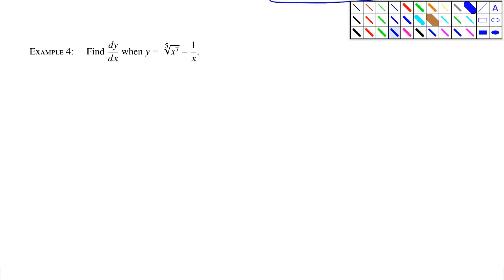Example number 4. Find dy dx when y is equal to the fifth root of x to the seventh minus 1 over x. Dy dx is another notation for derivative. It comes from the original version of slope, delta y over delta x. And you know that the Greek letter delta is our letter for d. And so dy dx stands for the derivative, which is the slope. It's just another notation, and it's actually a useful notation when you start to do other things.